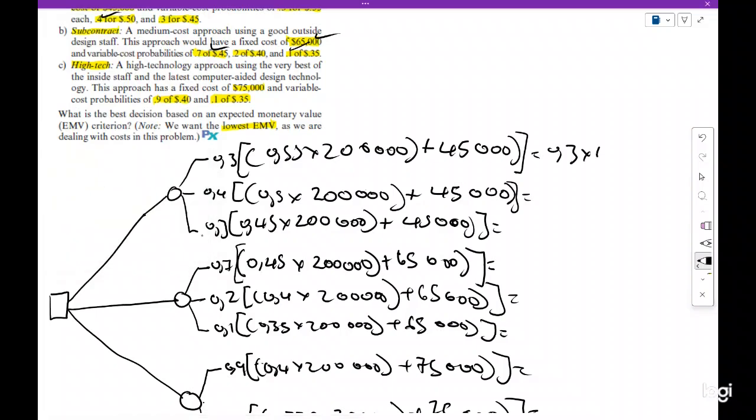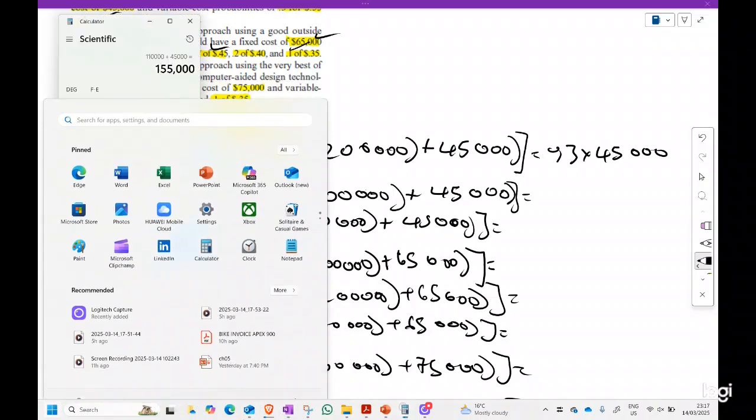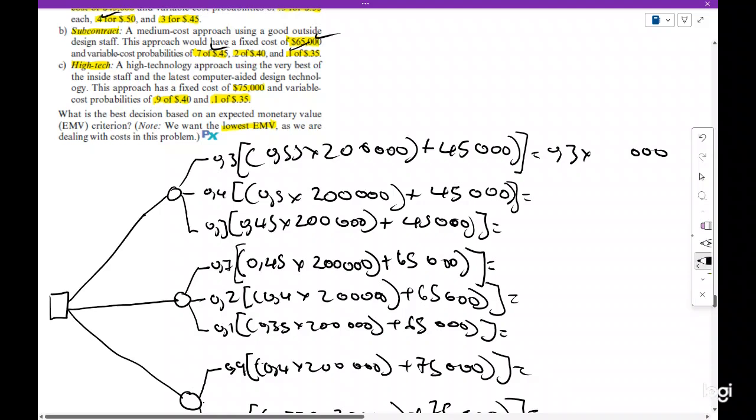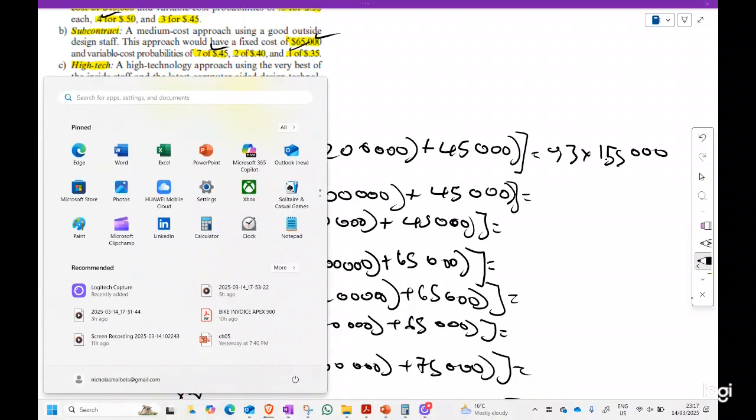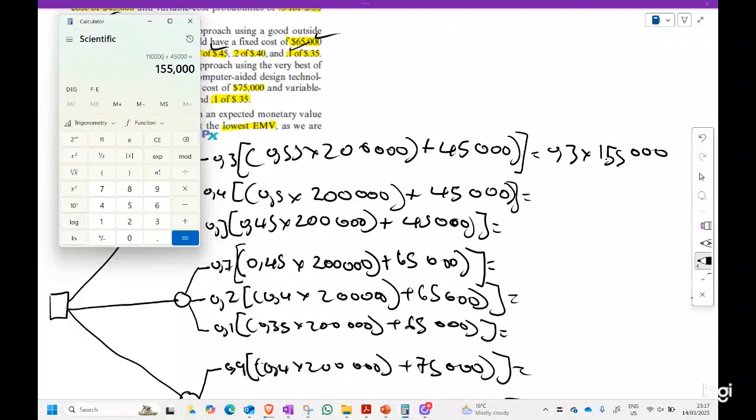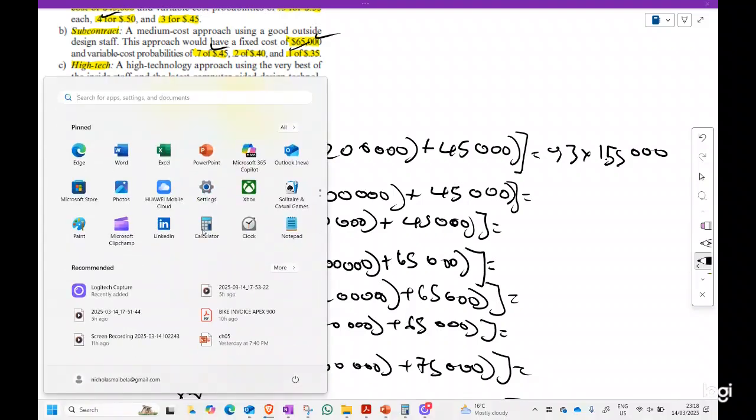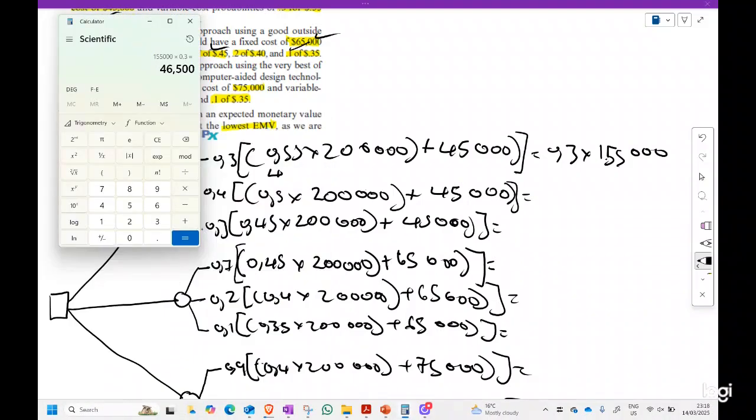Okay, we have 0.3 multiplied by 45,000. 155, 155 multiplied by 0.3 plus 2, 4, 6,500.